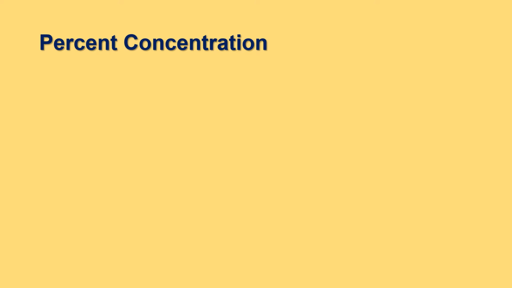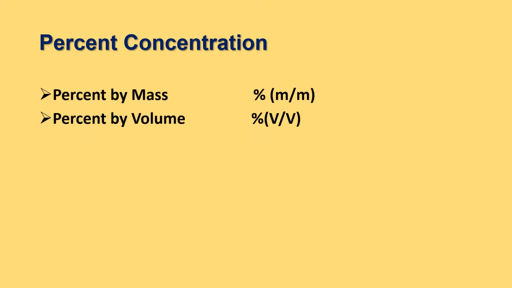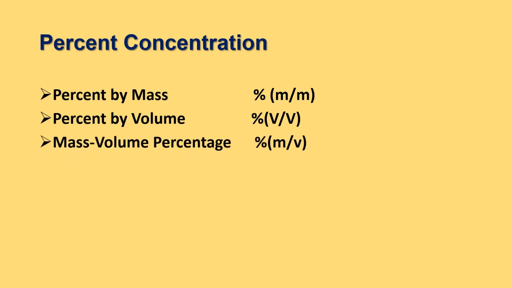So we are done with the introduction about solution. Let us now proceed with our main topic, which is the percent concentration. In percent concentration, we are determining the percentage of our solute, or the amount of solute, with respect to the overall amount of our solution. There are three ways of determining the percent concentration. We have the percent by mass, percent by volume, and mass volume percentage.